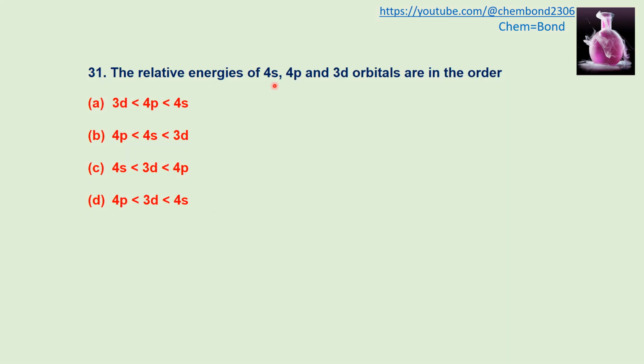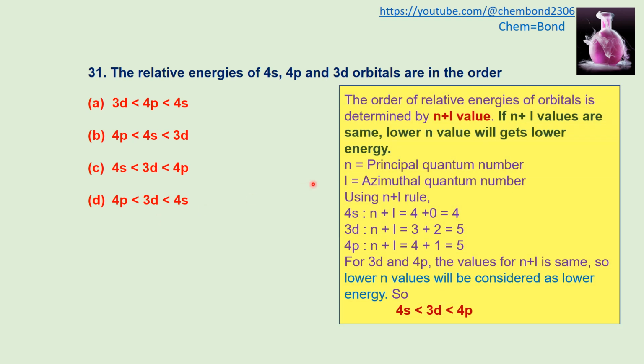The relative energies of 4s, 4p and 3d orbitals are in the order... there are four orders given. Which one is correct? The relative order of the energy of orbitals is determined by the n plus l value. A higher n plus l value results in higher energy, while a lower n plus l value means lower energy.